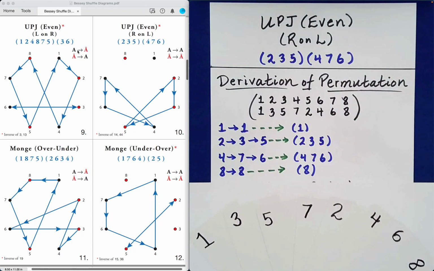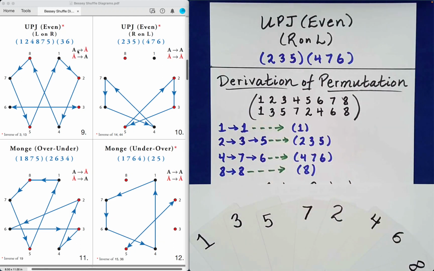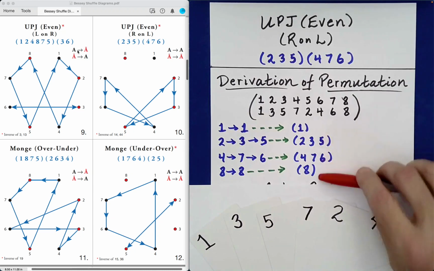Okay, so that's kind of fun. Positions 1 and 8 are fixed points. And then all of the other cards in the middle are moving around among themselves in some fashion. In fact, in the way that we've just listed here.